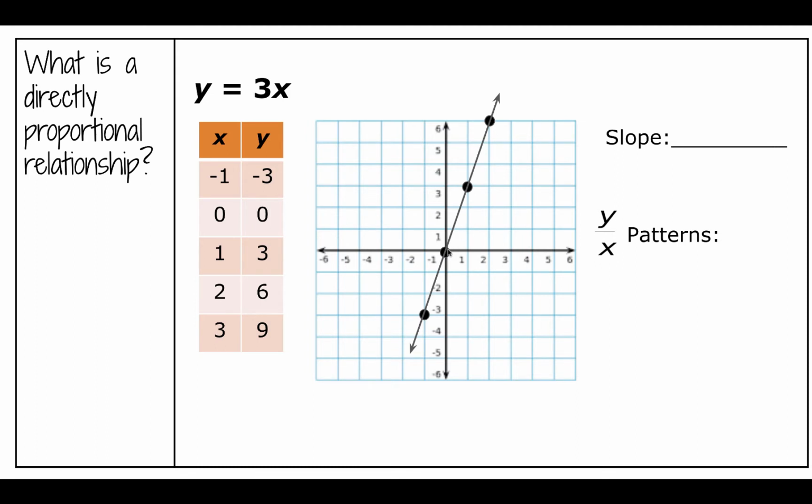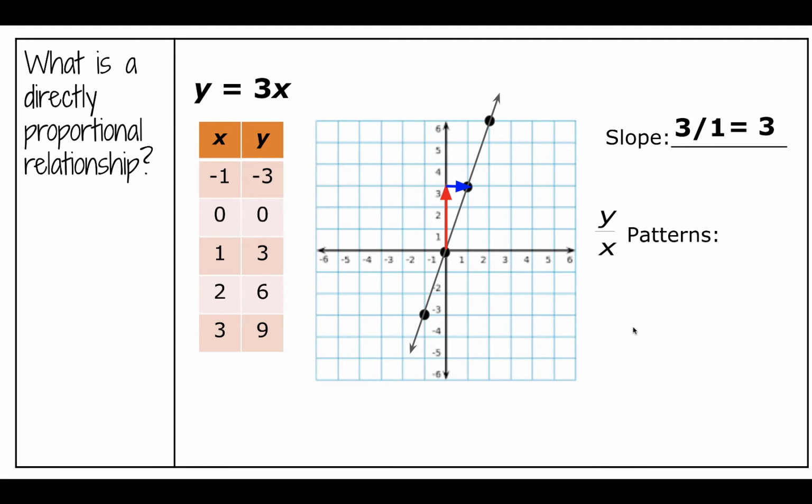Let's find the slope of this line. I'm going to pick a point here, right at the origin. How much do I have to rise? 1, 2, 3. And how much do I have to run? 1. Am I running in the positive direction? Yes. Therefore, this is a positive 3 over 1, which we would simplify to be just 3.